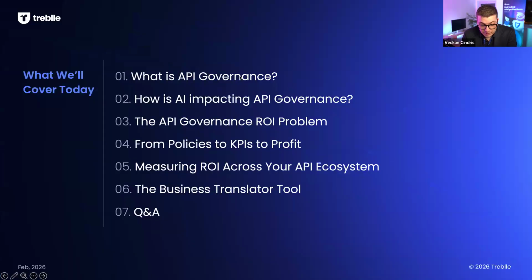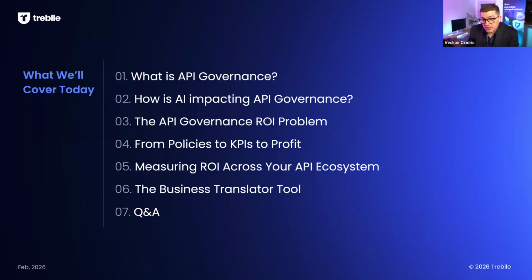Before we dive into the intros, we are going to cover the following. First, we're going to try to figure out what API governance is, because I feel like every company, every person that I talk to has their own definition. So let's maybe try to agree on one of these. How is AI impacting API governance? I think we will be mentioning AI probably in 2026 until it becomes the standard, but I do think that it is driving a lot of the need for API governance, and we're going to talk about that.